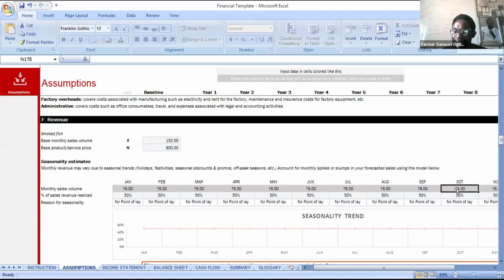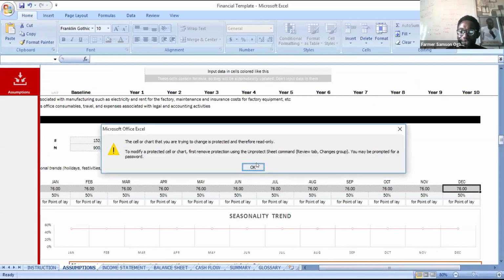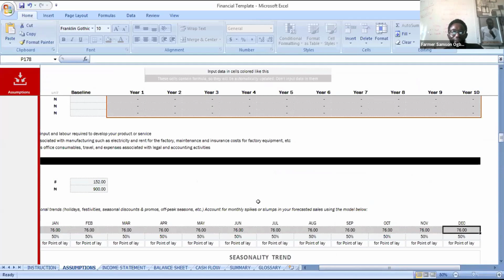If you are projecting for a startup, you should be able to project. So for example, the person selling fish, it is possible that you sell more in December. Now here, notice that this has been filled automatically then.